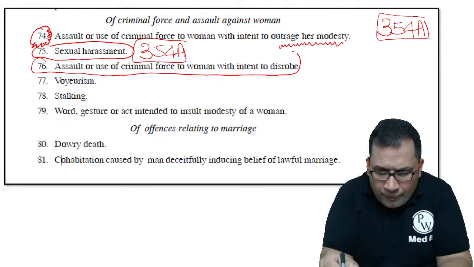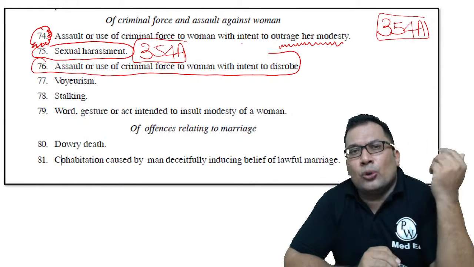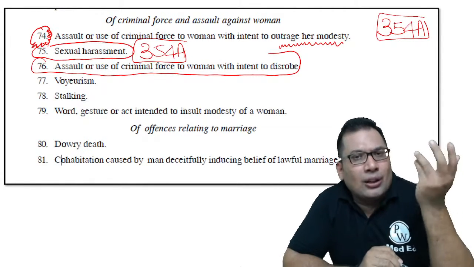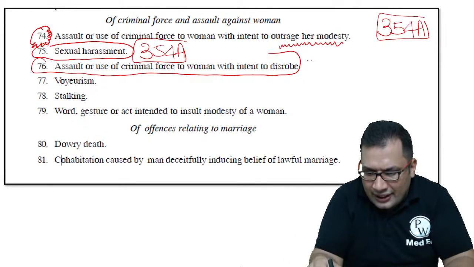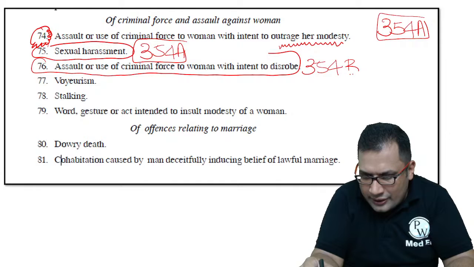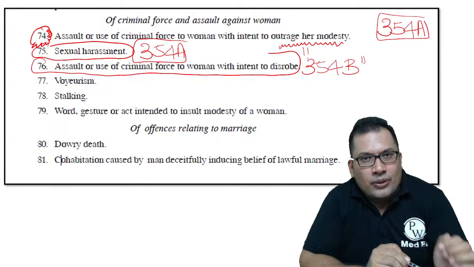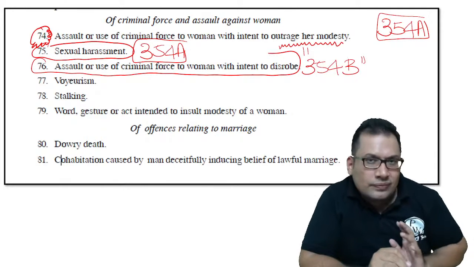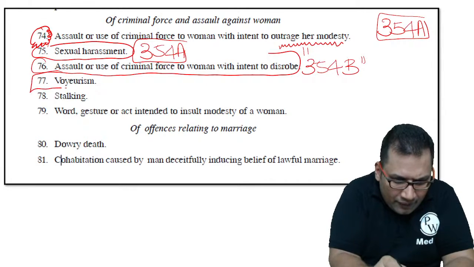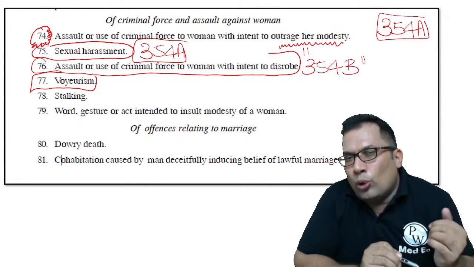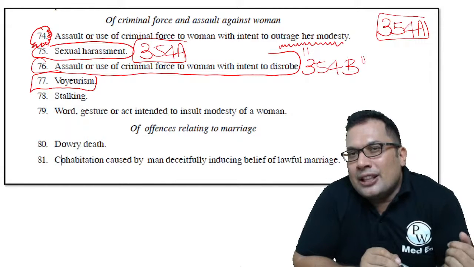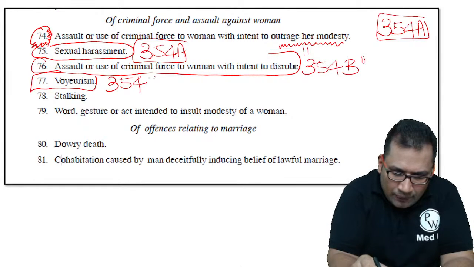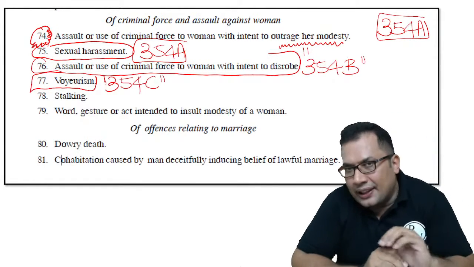76, assault or use of criminal force on a woman with intent to disrobe, for example tearing cloth. It was previously 354B, disrobe. So 75 sexual harassment, 76 disrobe. 77 comes under voyeurism. What is voyeurism? Voyeurism is peeping tom, right? Previously it was 354C. Now it is 77 BNS.